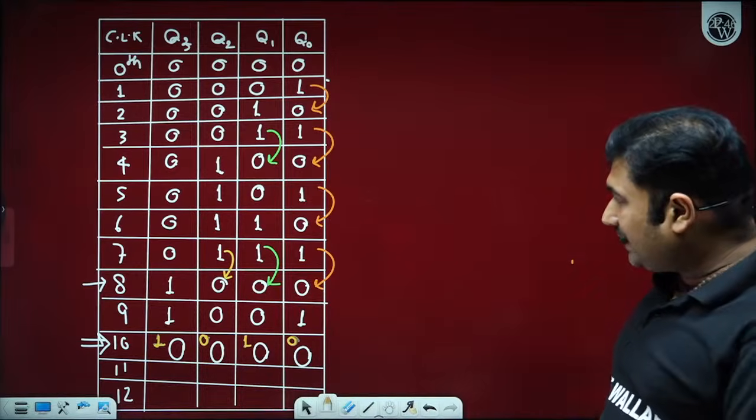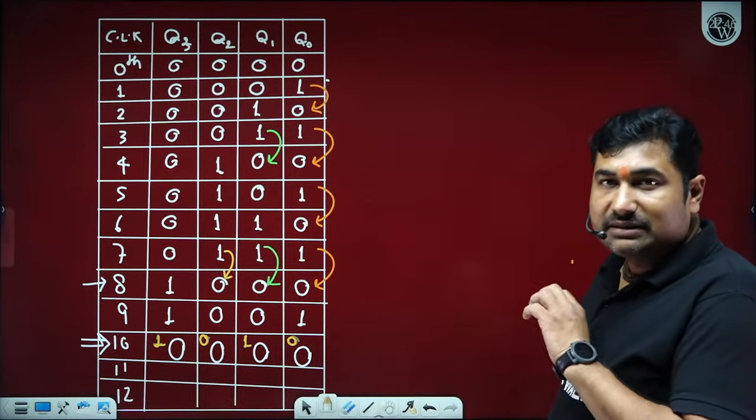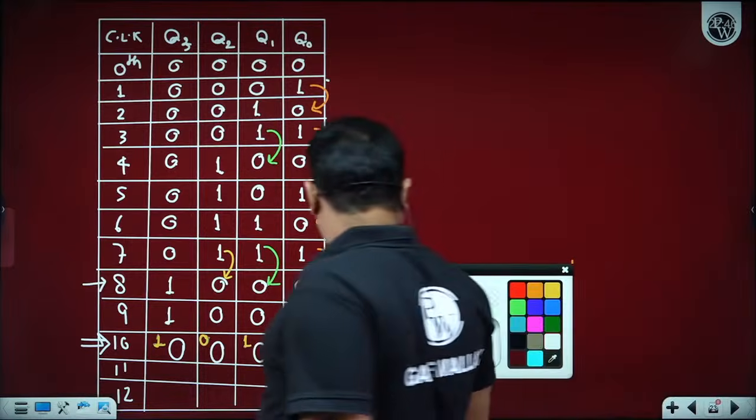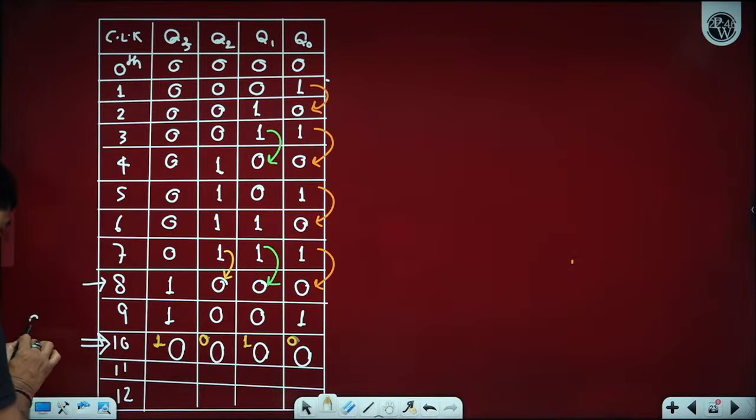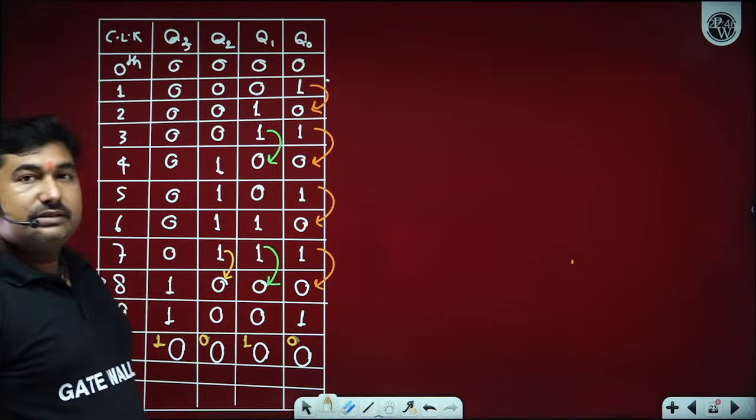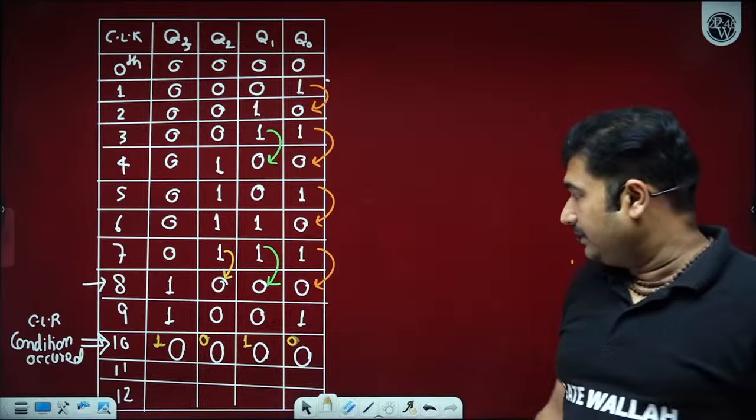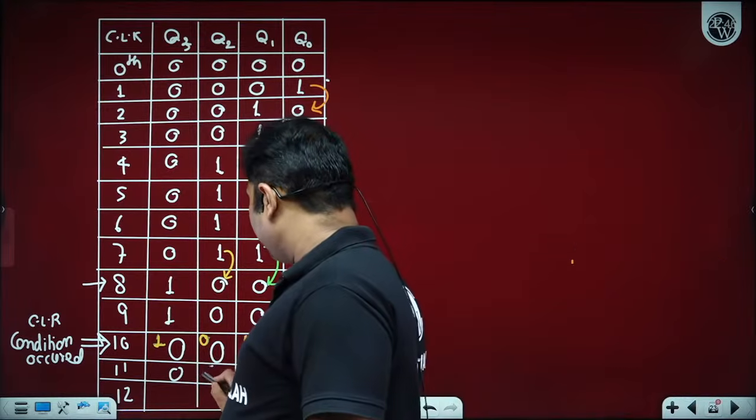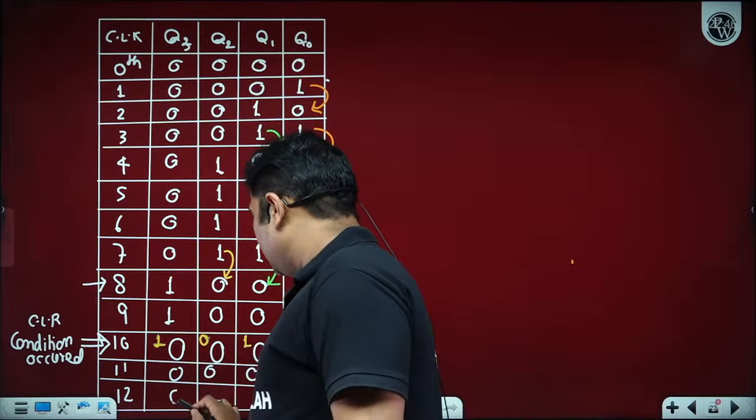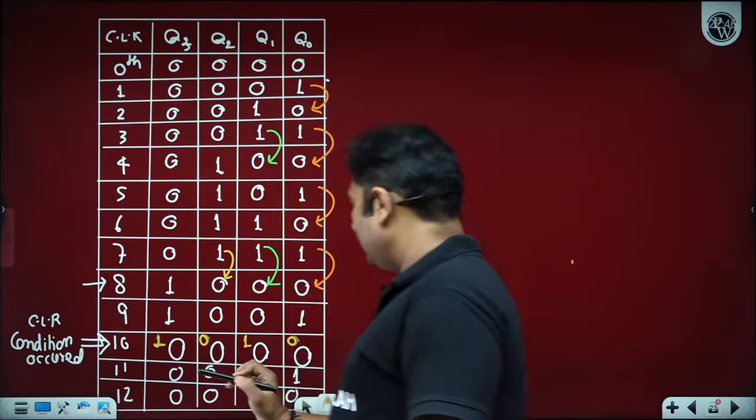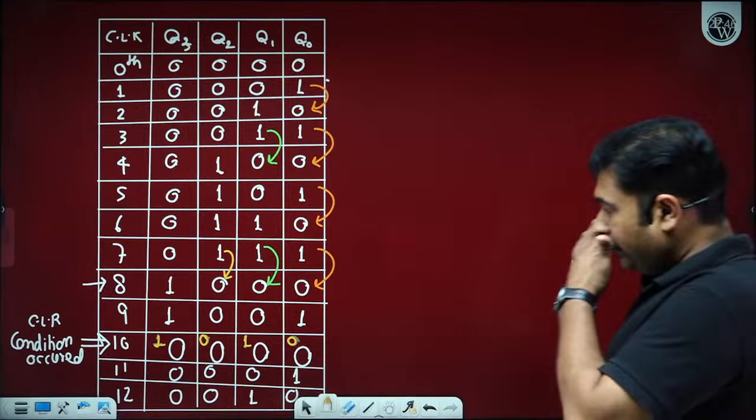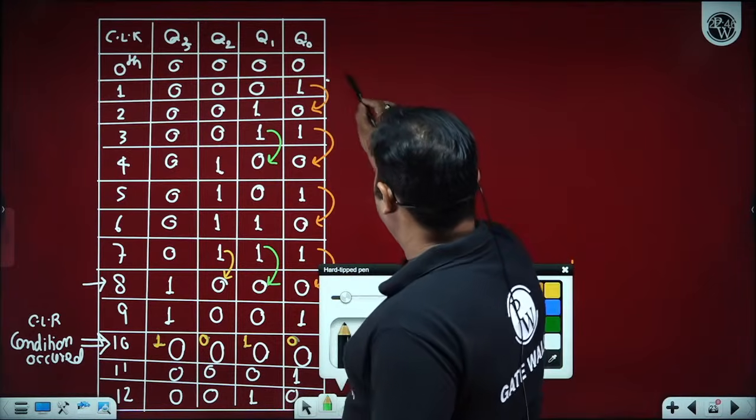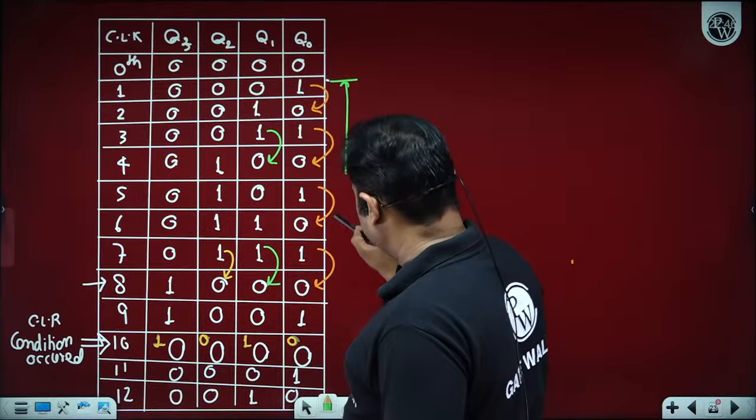So instead of getting 0, 1, 0, 1, it stabilizes to 0, 0, 0, 0. Why? Because the clear condition occurred. As soon as the clear condition occurred, it will again be 0, 0, 0, 0. And then on the 11th clock pulse, you will get the binary of 1 now. Then on the 12th clock pulse, you will get the binary of 2 now, and so on. So how many different states do we have? We have a total of 10 different states.